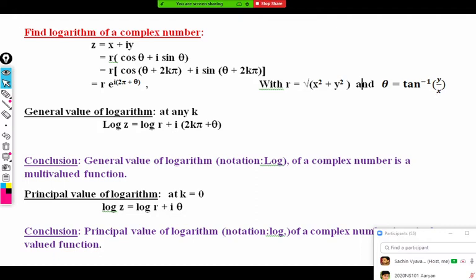First of all, we are already familiar with log of a real number. We can take a log of a real number, and that we write like this. For example, you can write log of 10. What is the answer?